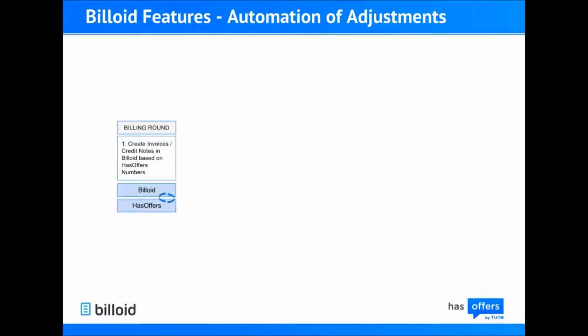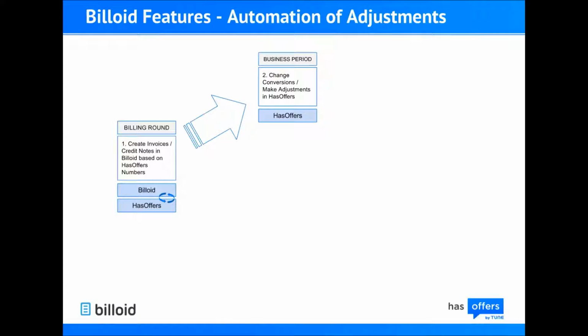So at the end of each business period, for example, the end of a month or a week, there are numbers being synchronized between HasOffers and Billoid, and the finance team has to issue the invoices and credit notes. During the next business period, account managers are talking to the clients, adjusting stats, approving or rejecting conversions, and they do this for current or previous cycles. So here's the cracking point. Normally, these changes would have to be communicated to finance in terms of the previous cycles, so that finance can readjust invoices and credit notes.